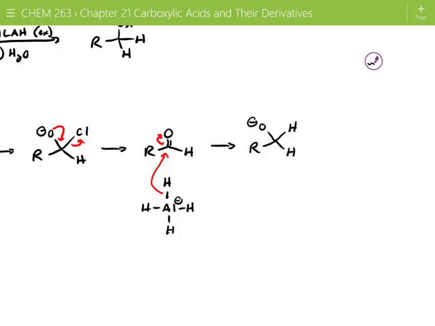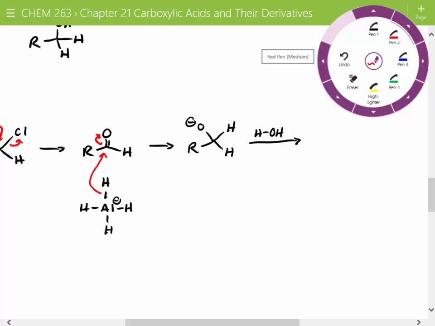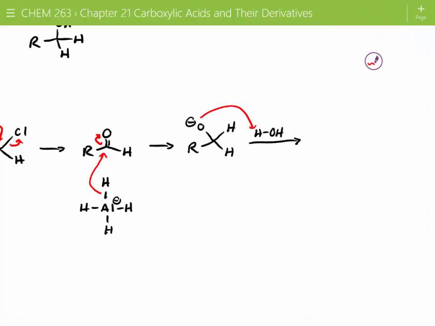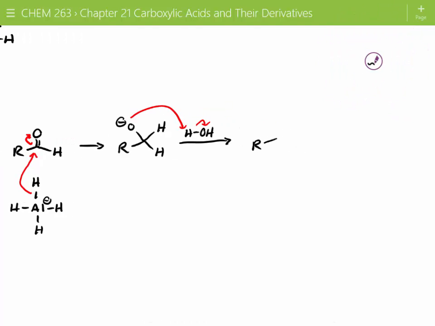Why doesn't it kick back down and shove off a hydrogen? Hydride's a bad leaving group. Yeah, hydride's a bad leaving group. So in this case, it can't go in the reverse reaction. But what we can do is react this with an alcohol or with water. And we can get all the way to our primary alcohol.